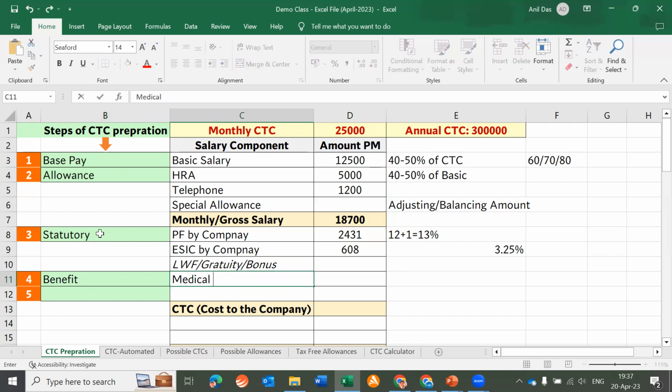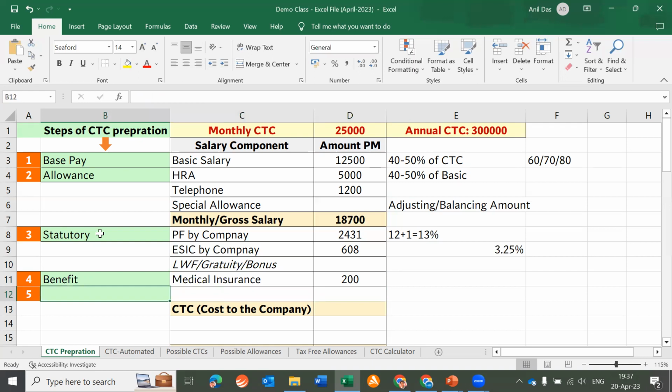Let's assume that your company is providing the benefit of medical insurance and your company is spending 200 rupees per person per month. This is the cost which normally comes. If your company is providing any other benefit, you can add the cost of that also. And we are done with four steps.